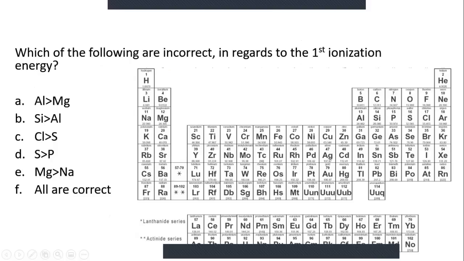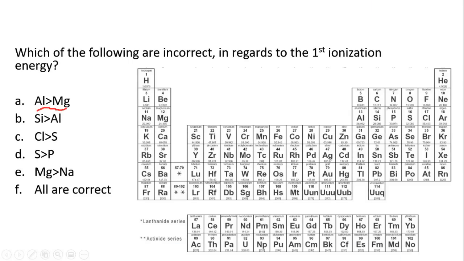Which of the following are incorrect in regards to the first ionization energy? So let's look at these. Does aluminum have a greater ionization energy than magnesium? Is that correct? Yes or no? No, aluminum is actually less than magnesium, because remember, group 3A is less than group 2A. So this one is incorrect. It should be flipped. Is silicon greater than aluminum? Well, aluminum is here, silicon is here. As you go this way, it increases, so that one is okay.